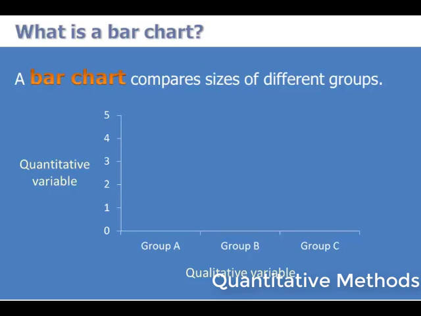And finally, columns are placed over each group such that the height of the column indicates the size of the group. In this bar chart, it looks like Group A is twice as large as Group B and 4 times as large as Group C.